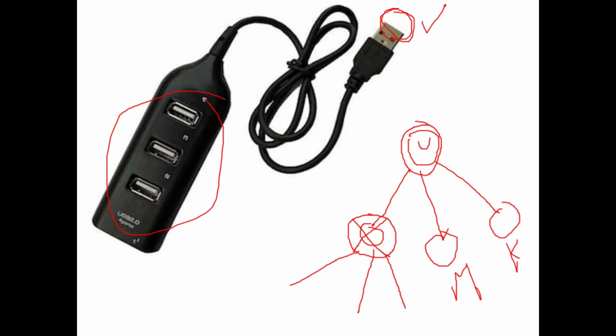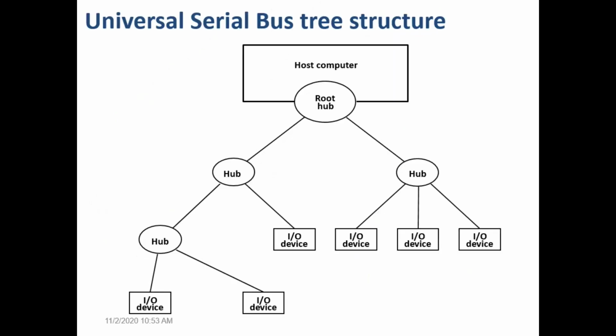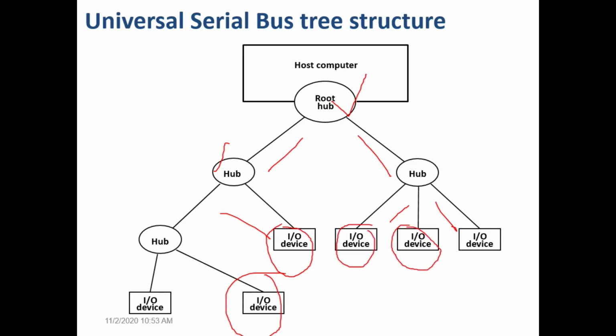Now let us see what the USB tree structure is. This is the USB tree structure I was talking about in all previous slides. Here the tree structure is actually upside down. That means you can see here there is a root. These all are branches of the tree, and finally you can see leaves. Every leaf here is the end section of a branch.